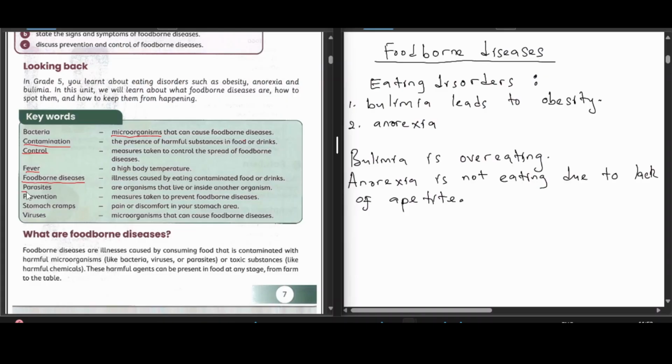What are parasites? An organism that lives inside another organism. That's what a parasite is.